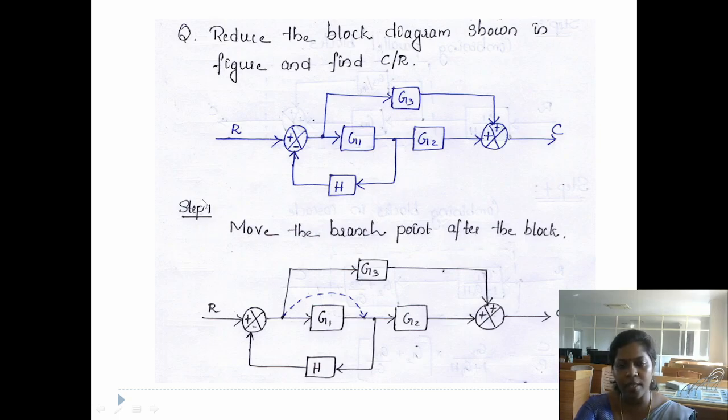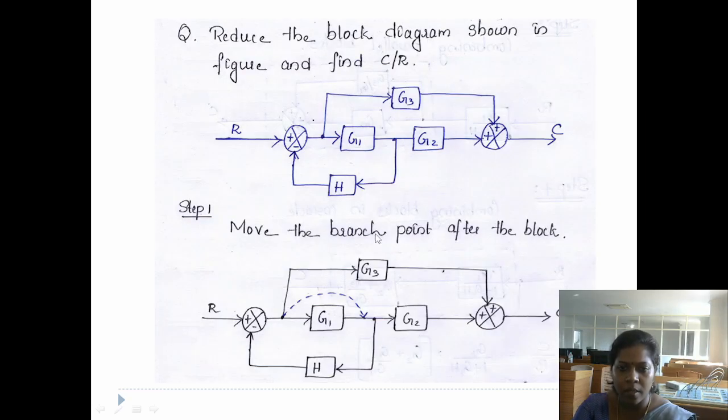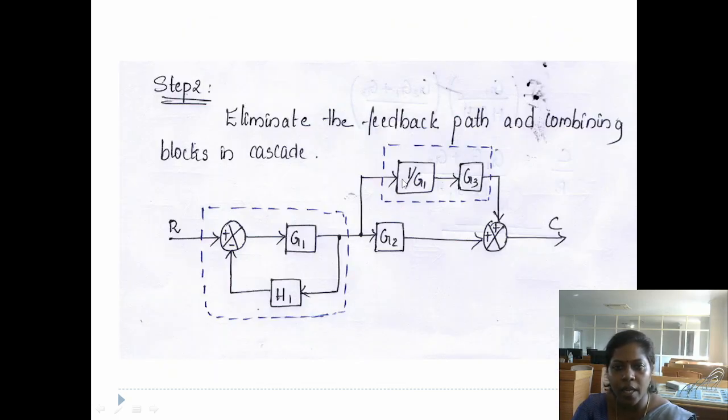For that we use step 1, move the branch point after the block. We have to move this branch point after the block G1. When we move this branch point after the block, we use the rule: add one inverse of that block. So here in this branch, add one block inverse of G1. So here we are adding 1 divided by G1 in that branch. Then this block diagram will come like this.